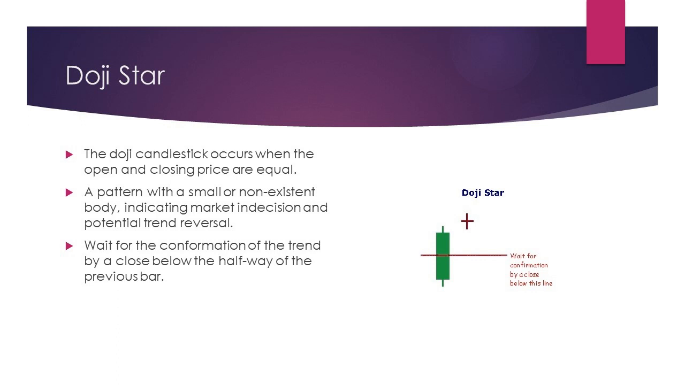The upper and lower wicks can be of varying lengths, indicating that there was volatility during the trading session. The small candlestick that follows the doji is equally important in the Doji Star pattern. It could be either a bullish or bearish candlestick, indicating a potential continuation or reversal of the existing trend. Wait for the confirmation of the trend by a close below the halfway of the previous bar. In an uptrend, the Doji Star pattern often suggests a possible trend reversal. The doji acts as a warning sign of market indecision, followed by the small bearish candlestick which indicates selling pressure.